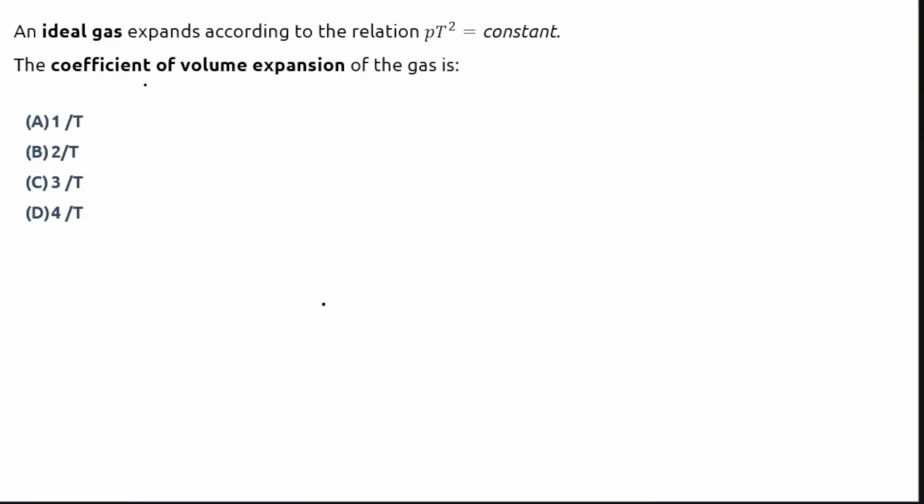So let's start. An ideal gas expands according to the relation, this one. So ideal gas is expanding basically, and the relation that it is following for this case is PT square is equal to constant. Let's say it is K. The coefficient of volume expansion of the gas is.